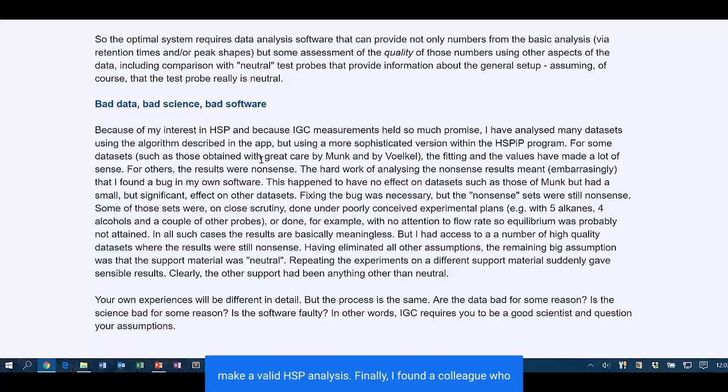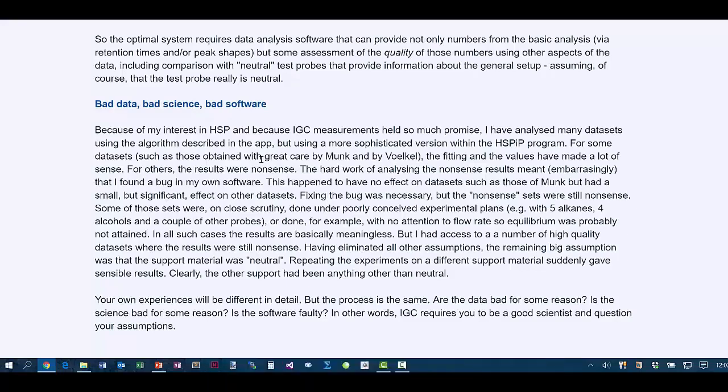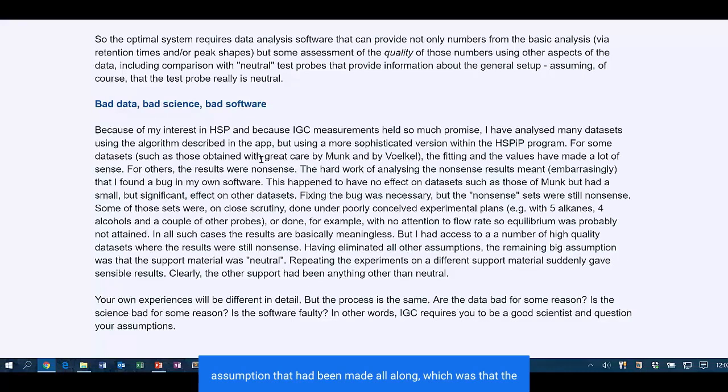Finally, I found a colleague who had some excellent high-quality data sets. My software had been validated, and yet the results were still nonsense. That's when we examined all the assumptions, and there's one assumption that had been made all along, which was that the support was neutral. When my colleague checked the assumption and changed to different support, suddenly all the data made a lot of sense. It turned out the previous support had not been neutral. And going back to the original Monk data, I discovered that he'd paid a lot of attention to choosing the right support, and others had not followed his lead.